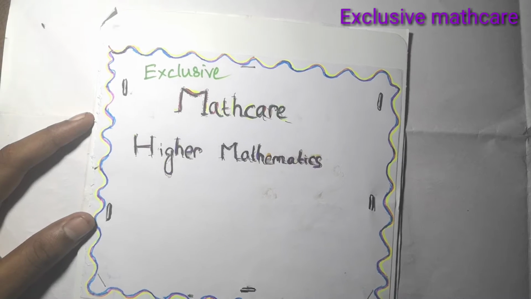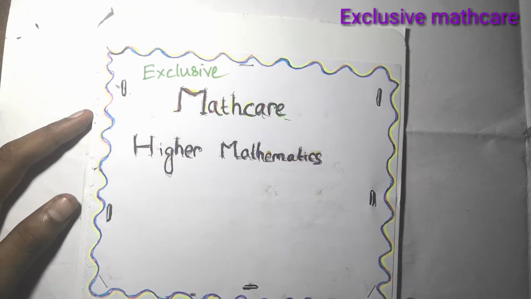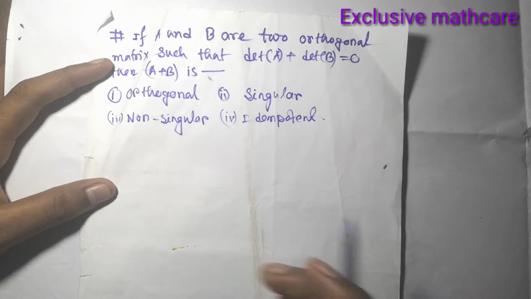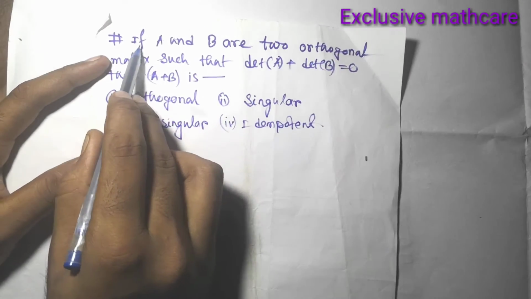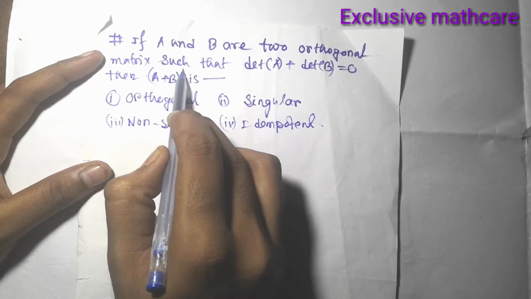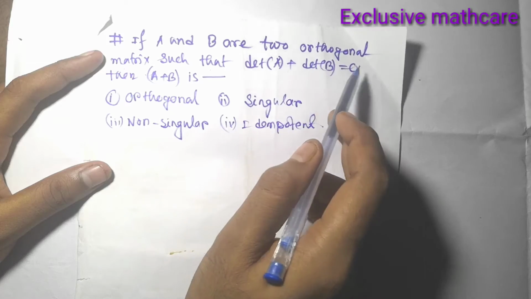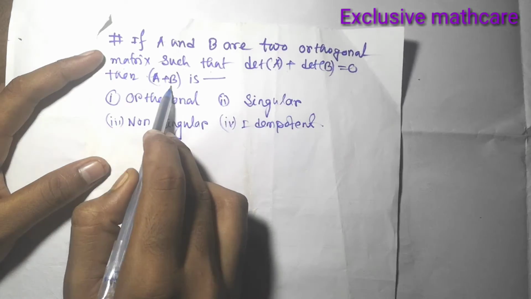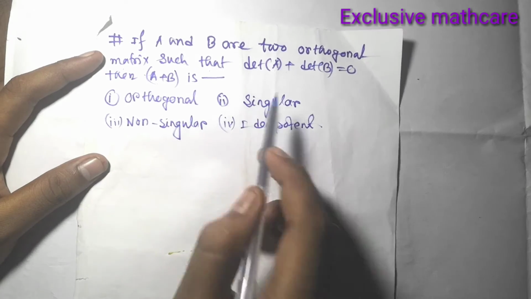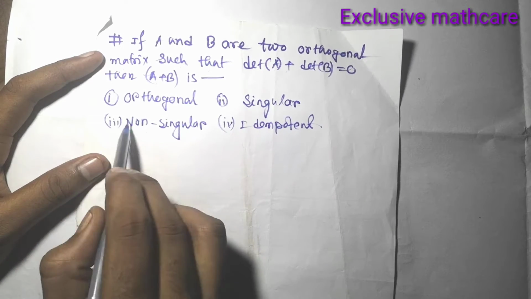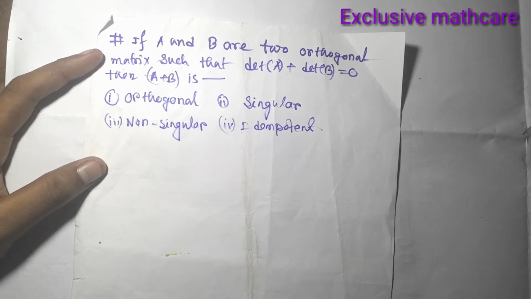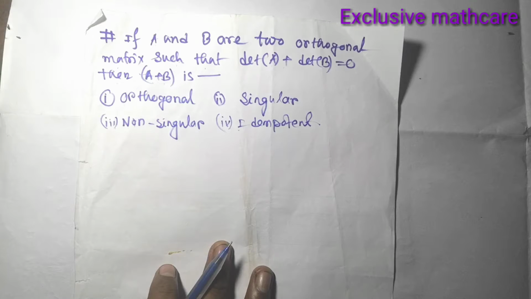Today I discuss a question from linear algebra. So let's see the question. If A and B are two orthogonal matrices such that det A plus det B equals 0, then A plus B is: option A, orthogonal; option B, singular; option C, non-singular; option D, idempotent. Now we check one by one.